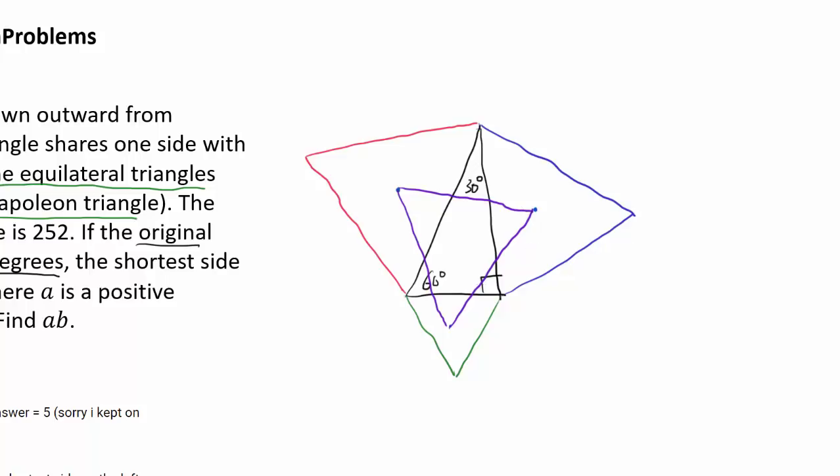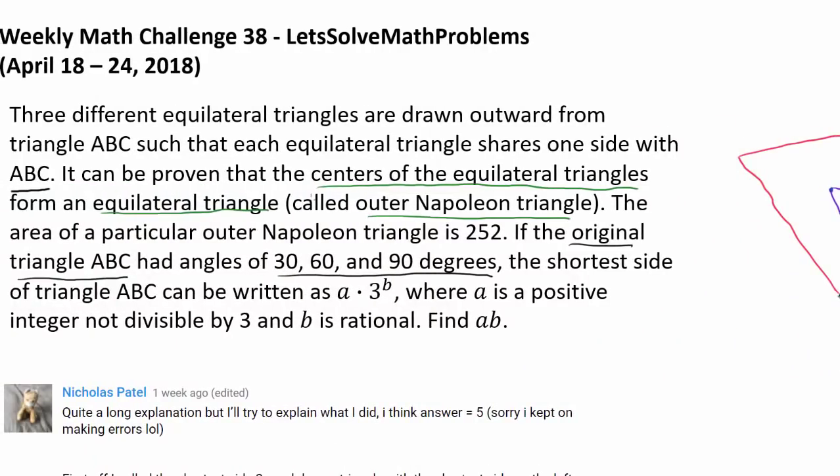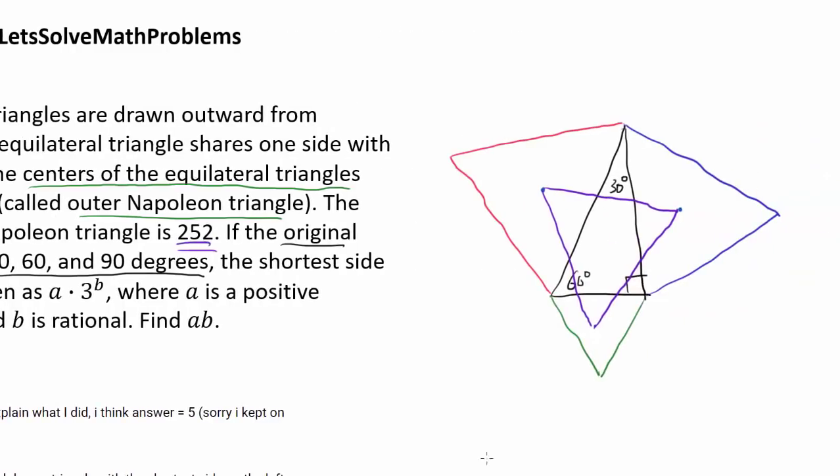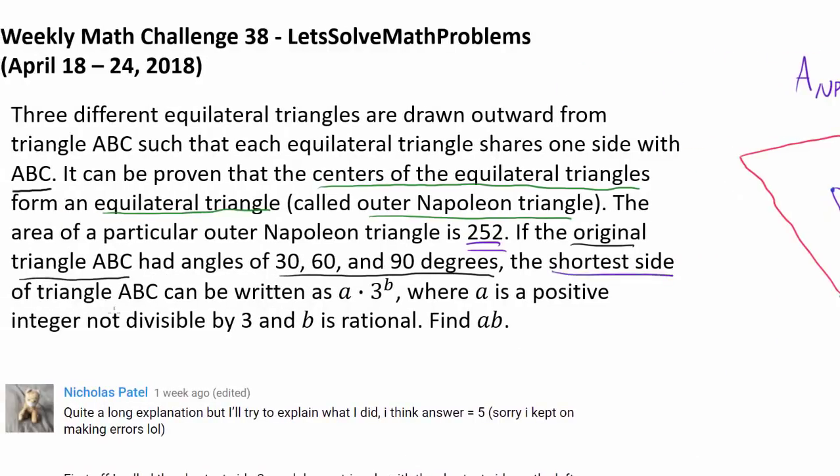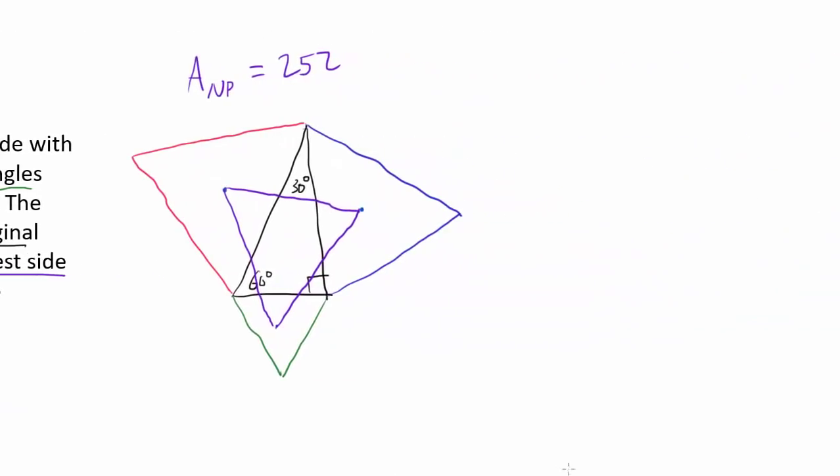Now what do we have to do? We know the area of this outer Napoleon triangle is 252. Okay, so we know this area. So the area of the Napoleon triangle is 252, and we wish to find the shortest side of triangle ABC. It can be written in the form a times 3 to the b, and we wish to find a times b. So let's try to do so.